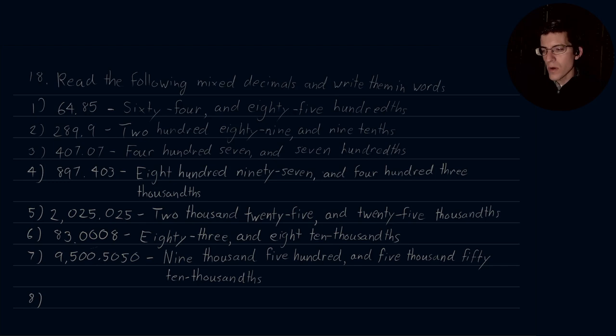Number 8. 384.20108. In words, this is said 384 and 20,108 hundred-thousandths. So remember, if we have four decimals to the right of the decimal point, we're in ten-thousandths. If we have five decimals to the right of the decimal point, we are now in hundred-thousandths, and that will be our fractional portion.